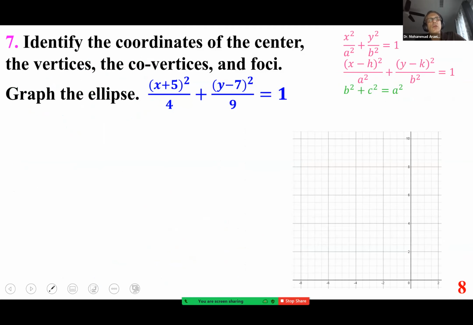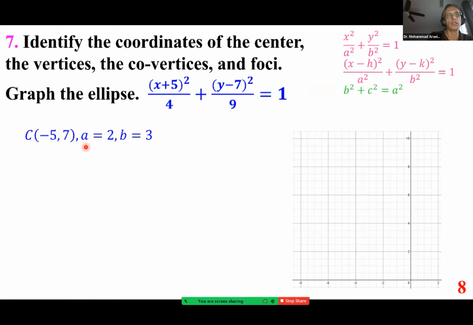Now we have a different one. We want to identify the coordinates of the center, the vertices, the co-vertices, and foci. We want to graph it. So again, as you can see, compare, and you notice it looks like that. Therefore, the center is located at (-5, 7). A is the square root of 4, which is 2. B is the square root of 9, which is 3. And clearly, B is larger than A. Therefore, it's elongated along the y-axis.